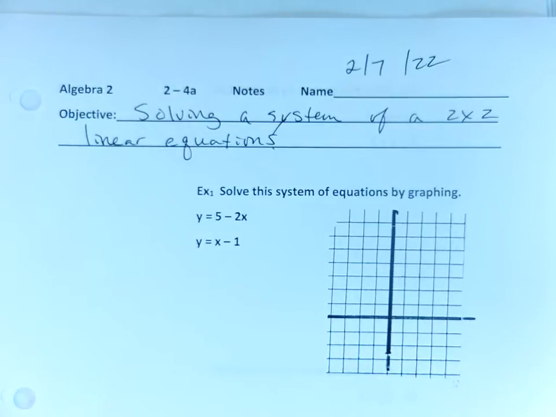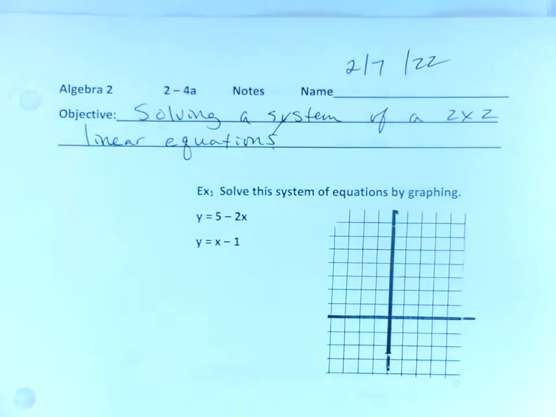So, system means two or more, so they're working together, okay? So we've got a system of equations. We have two equations, right? It is a 2 by 2 because it's got x's and y's, okay? So let's go ahead first and just graph these two. So we're going to graph them.